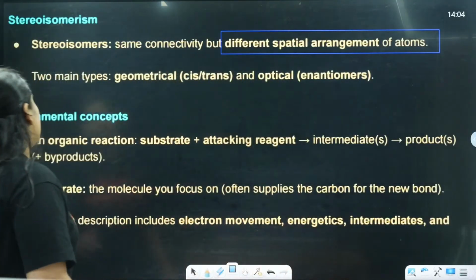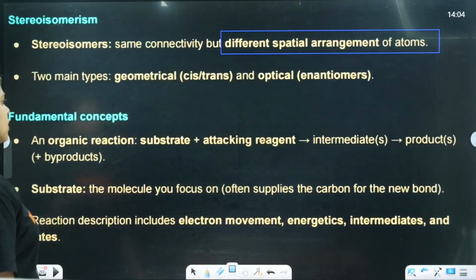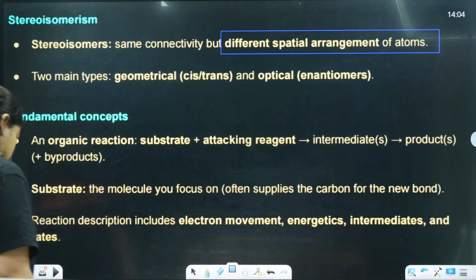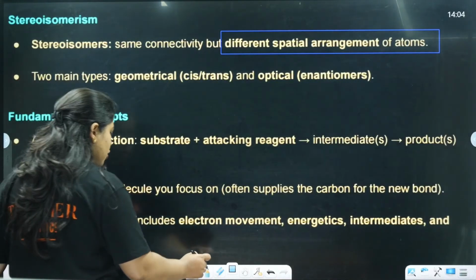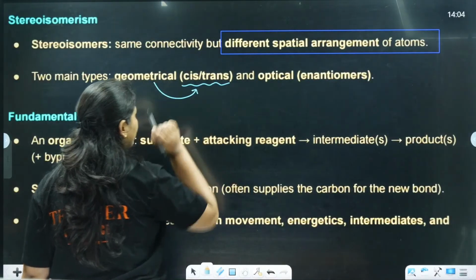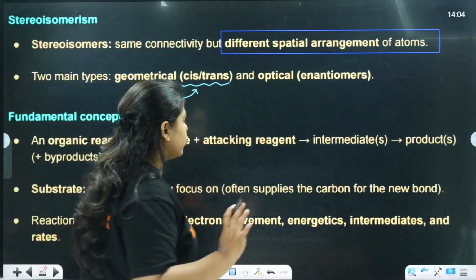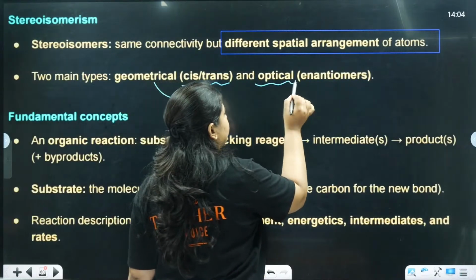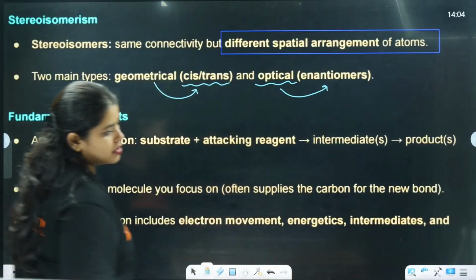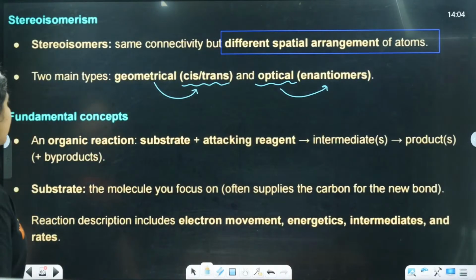Clear? Now, two main types are present. That's what I told you: geometrical, and one is optical also. In the geometrical, you are going to learn about cis and trans. So geometrical means remember cis and trans. Optical means what? Optical means enantiomerism.